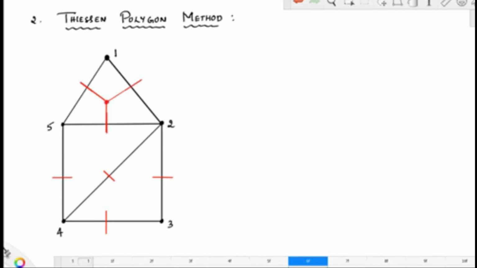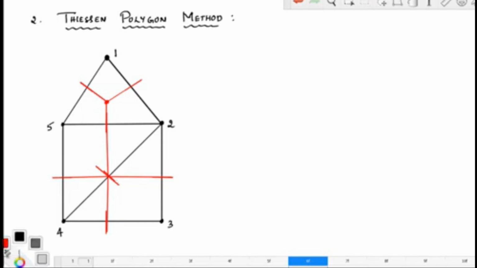Now the perpendicular bisector for 5, 2, you can extend in the downward direction till here. Okay. So for 5, 4, you can extend. The 4, 3 bisector, you can extend. The 2, 3 bisector, you can extend. But the bisector for 4, 2, you cannot extend. Why? Because when extended, it will pass through a station.